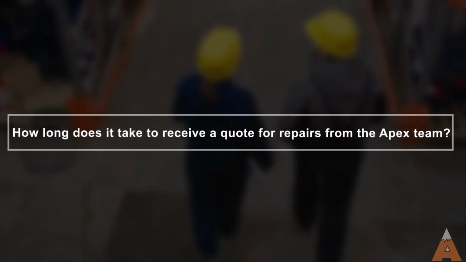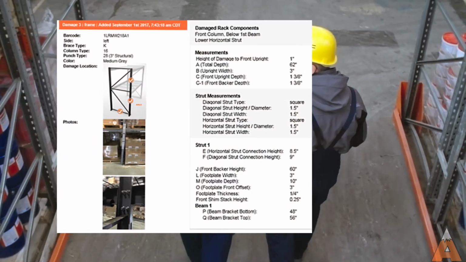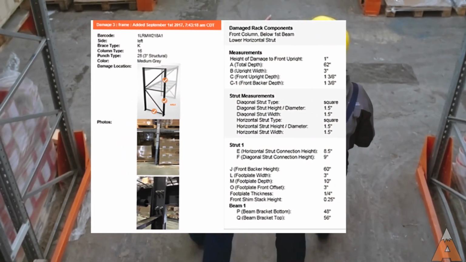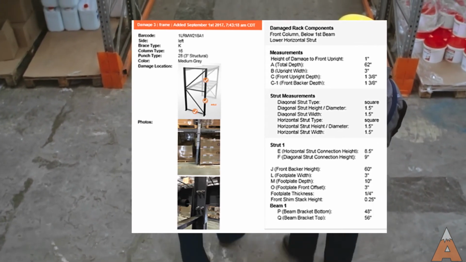How long does it take to receive the assessment or a quote for repairs from the Apex team? Depending on the size and complexity of the survey, you will receive recommendations along with your quote for repairs, if needed, within 1 week of submission.